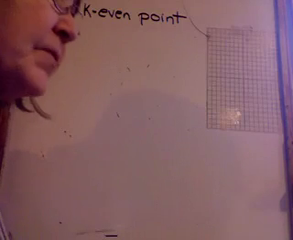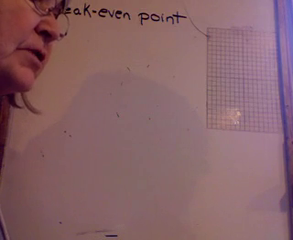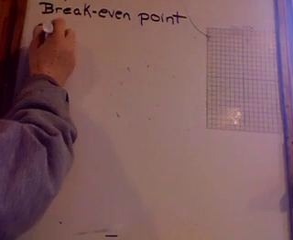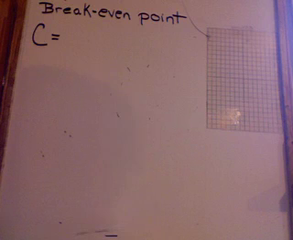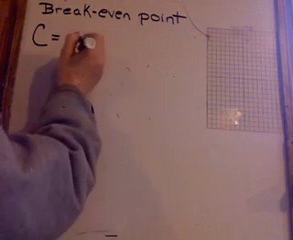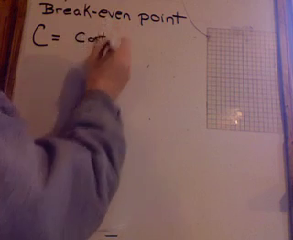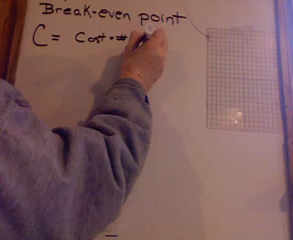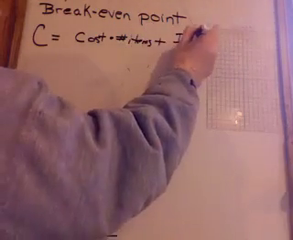When you're asked to find the break-even point, you have to consider two different situations. The first you have to consider is the cost, or the cost of producing an item, which usually involves two parts. It usually is the cost of an item times the number of items plus some initial cost.